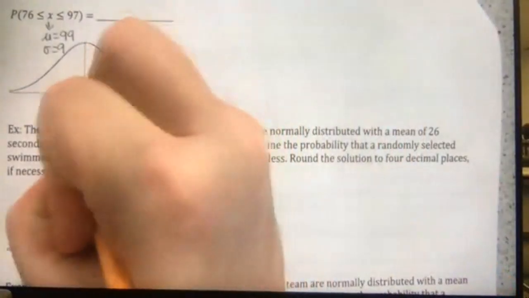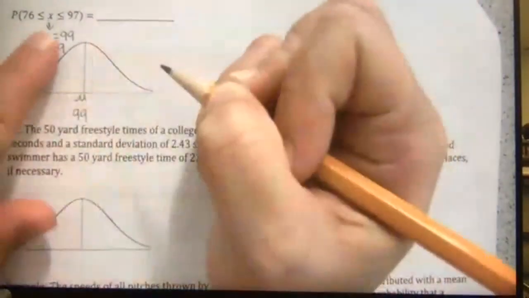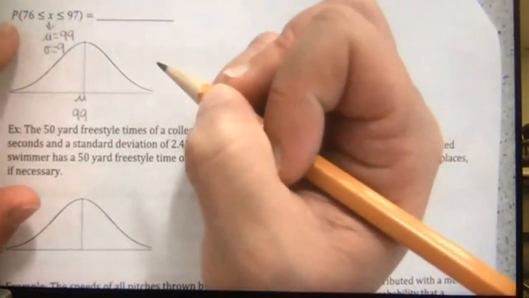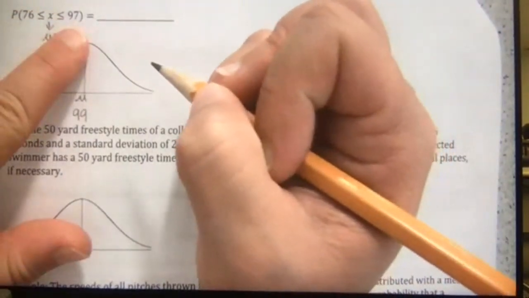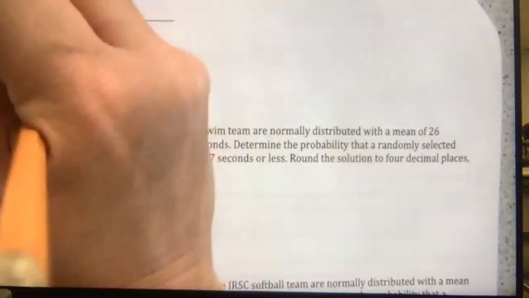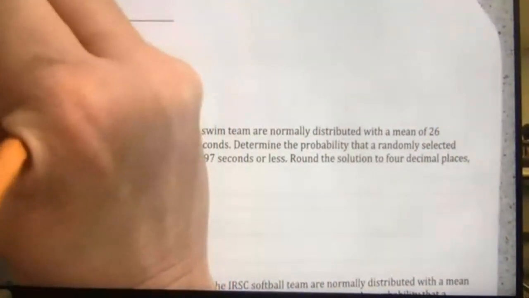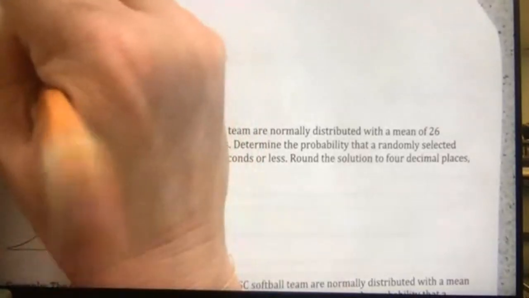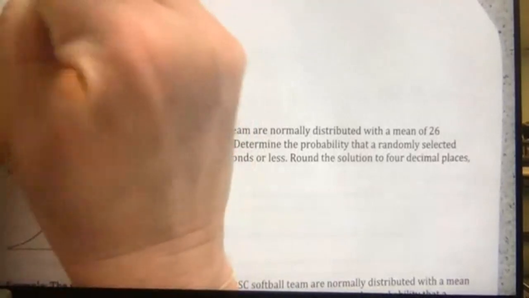So in the middle is our mean, which is 99. X is in between 76 and 97. We're trying to find the probability that X is between 76 and 97. So 76 is somewhere over here. 97 is also smaller, so still on the left-hand side of our mean. And we're trying to find the area between the two.